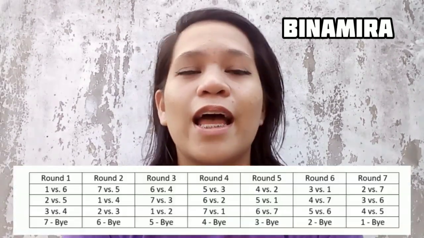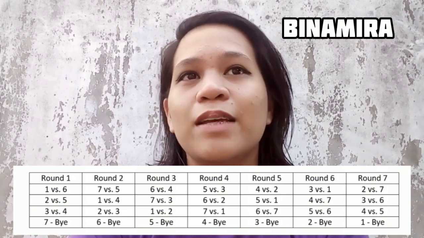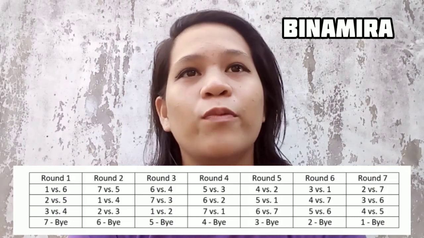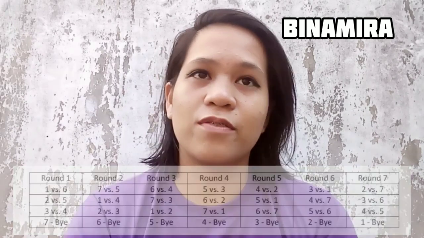Let's take a look at this diagram for 7 teams. We can see that Team 7 did not play in the first round, which means that Team 7 is the bye for the first round.